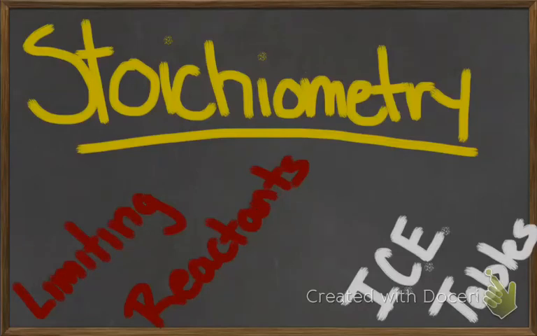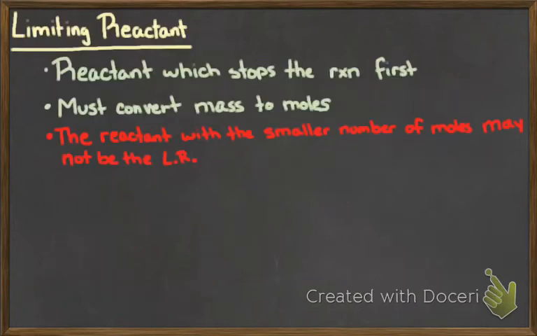Today's video is going to go over how to do stoichiometry, limiting reactants using ice tables. Before we get started, let's define what a limiting reactant is. Simply put, a limiting reactant is a reactant that stops your reaction first. Once you run out of one of them, the reaction can no longer go forward. Similar to if you're driving your car and you run out of gas, you can no longer go any further. Limiting reactant is the same thing.